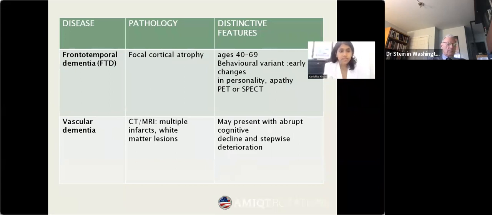The next disease is vascular dementia. This disorder has a cerebrovascular pathology and presents with what is called an abrupt cognitive decline and stepwise deterioration. Another striking characteristic which could differentiate this from other dementias is the presence of focal neurological deficits like hemiparesis. On CT or MRI, we would see multiple white matter lesions or infarcts, the cortical and the lacunar infarcts.